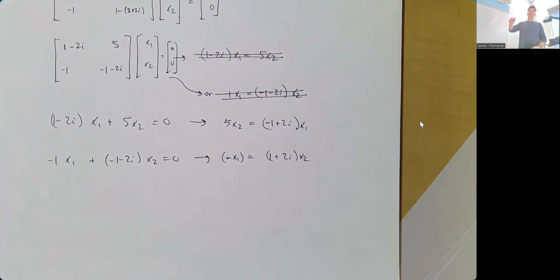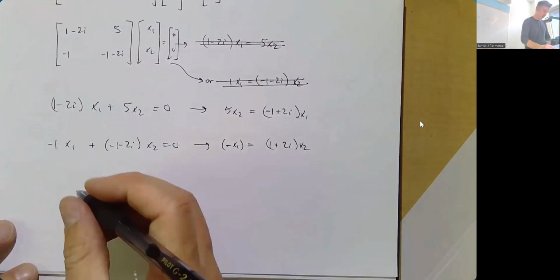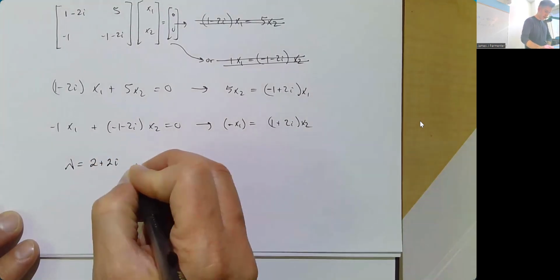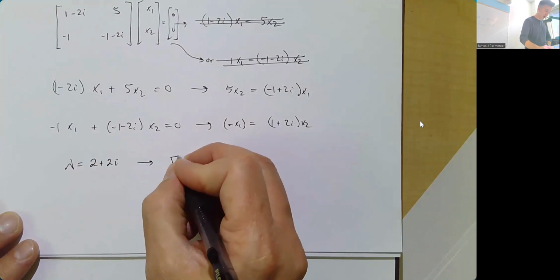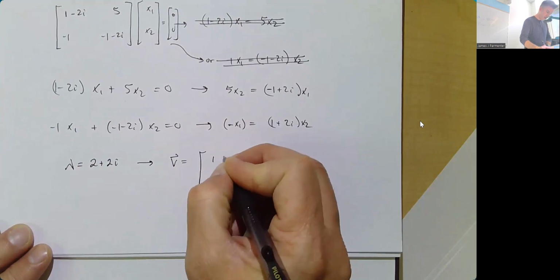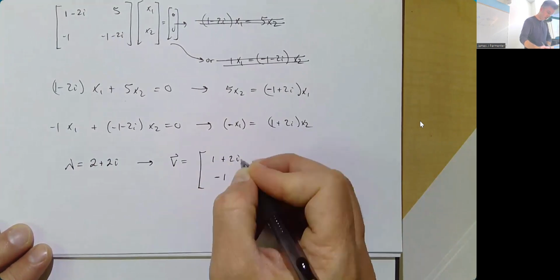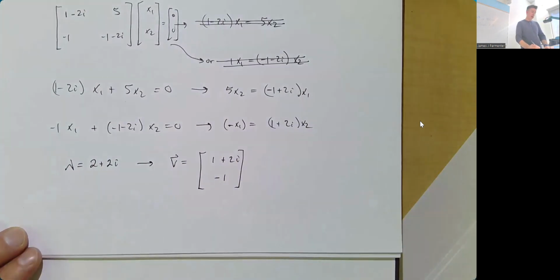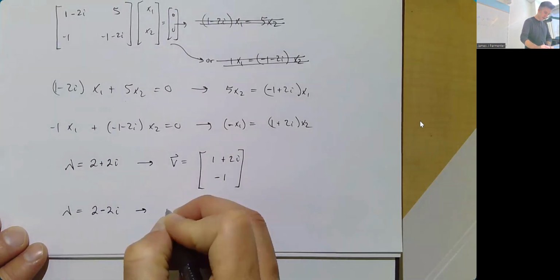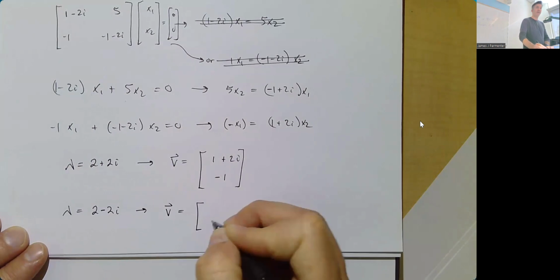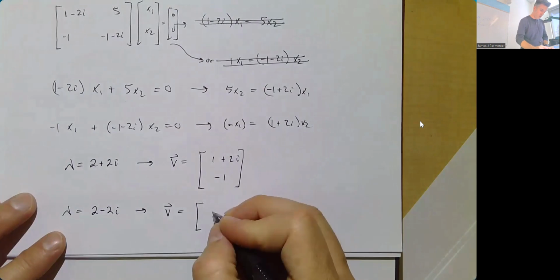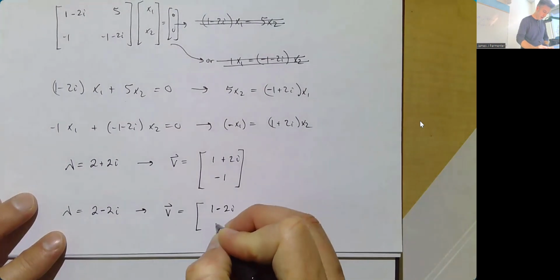But here is the nice thing. It is true now that for lambda equal to 2 plus 2i, the eigenvector was, and let's just pick the one I said I was going to pick, the second one, which was (1 plus 2i, -1). And then for the other eigenvalue, the conjugate 2 minus 2i, the eigenvector is literally just every input is its complex conjugate. So you get (1 minus 2i, -1).